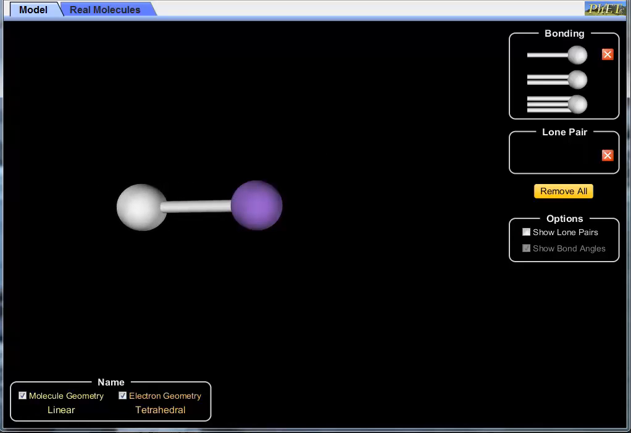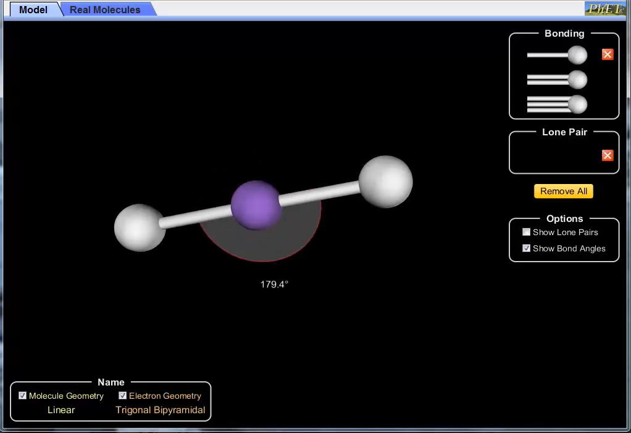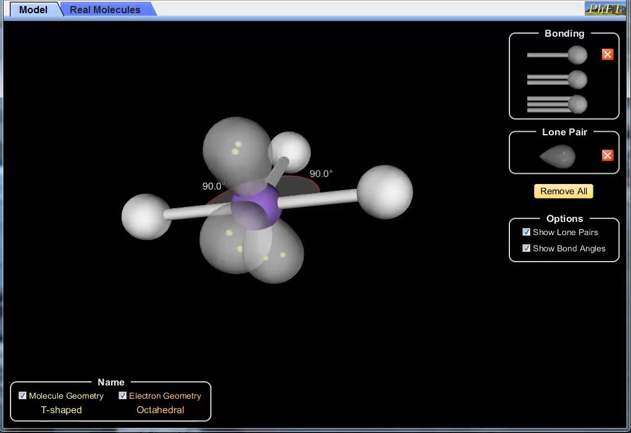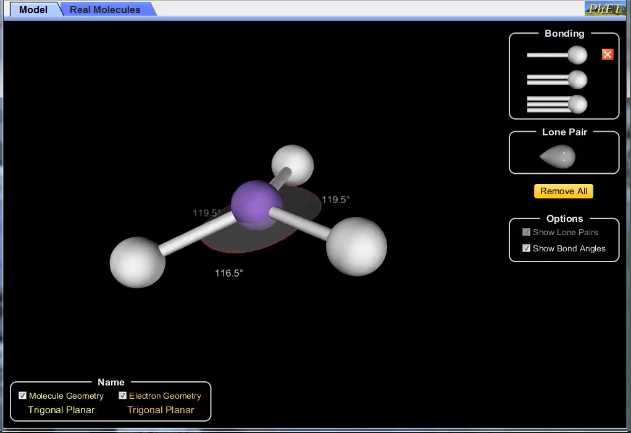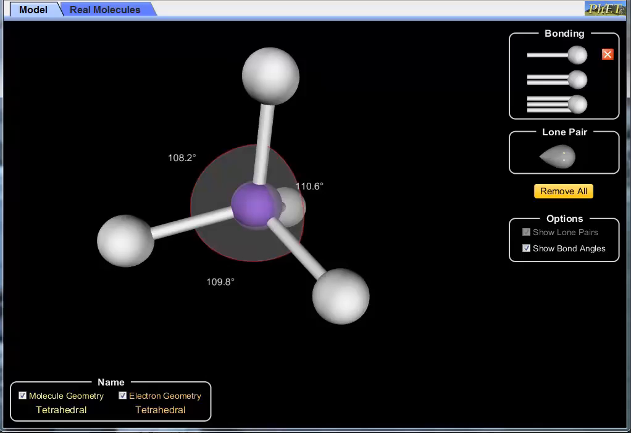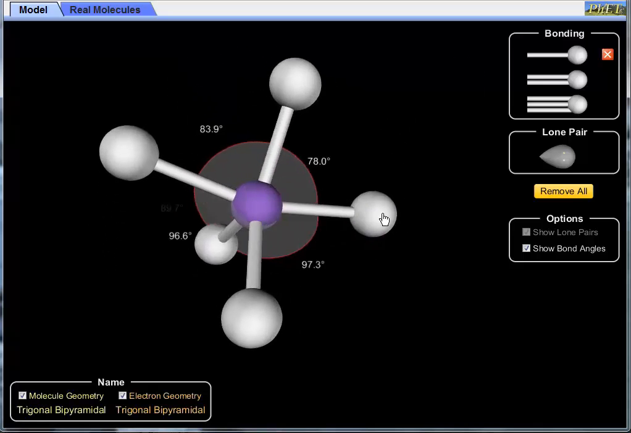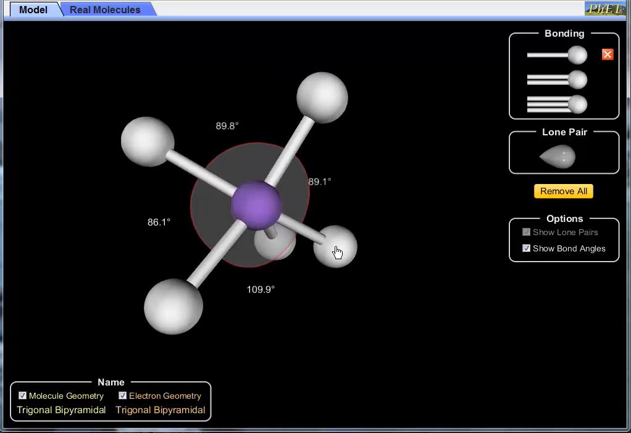Now, every once in a while, you come across a molecule where the central atom has more than 8 electrons, more than the octet. It's done what we call expanding the octet. So we've got to get rid of those lone pairs. Yes, take those away. So there's 4, and here's 5. So this molecule now has 5 electron domains around it.